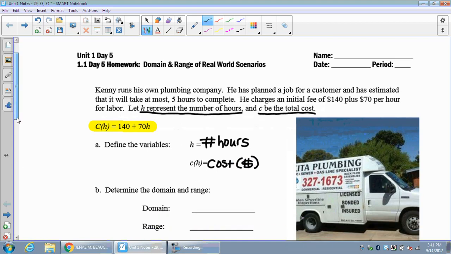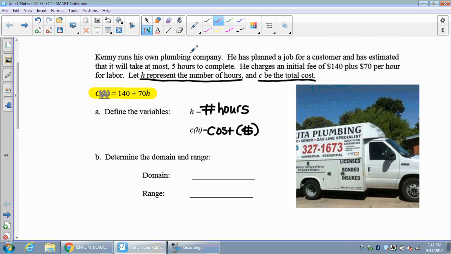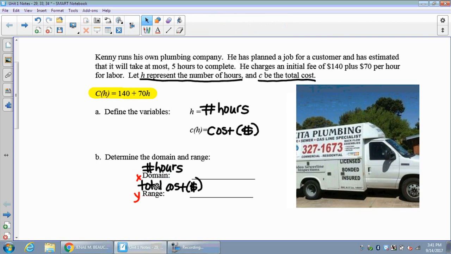Now for my domain, I know domain is all about X and range is about Y, but we've graduated to also adding a label here above. So my input value is the hours. So I know my domain will all be about number of hours. And range will be about total cost. Move that over so it's not too much in the way.